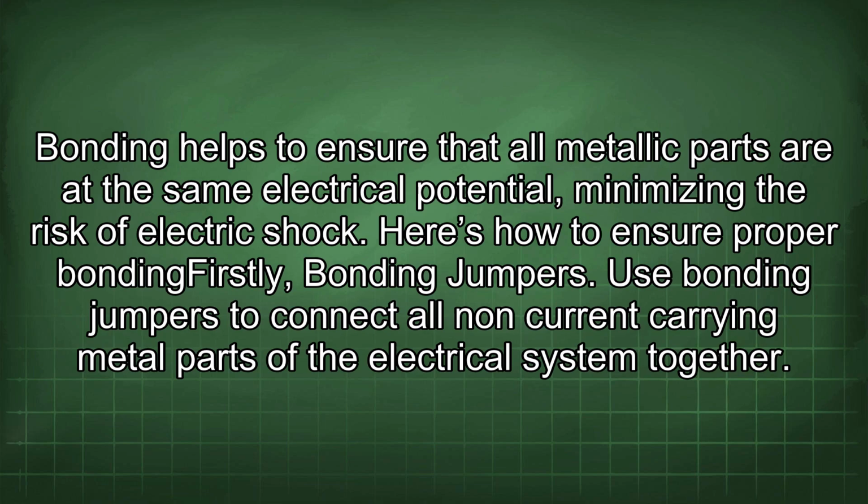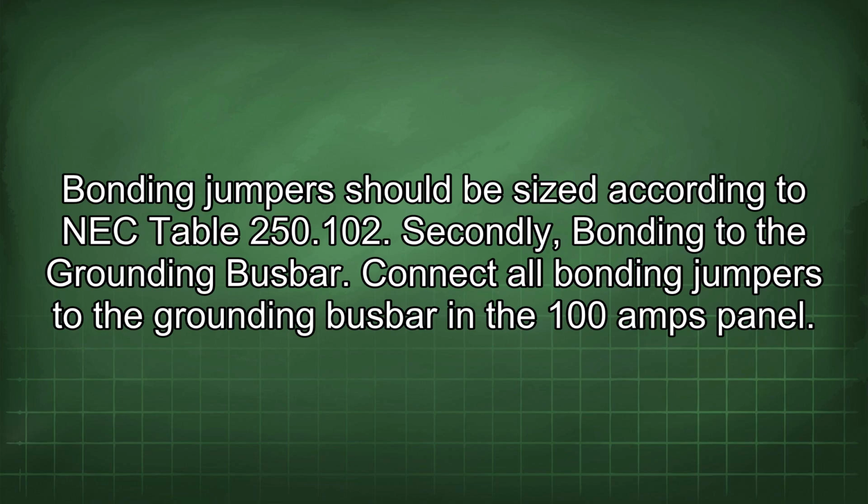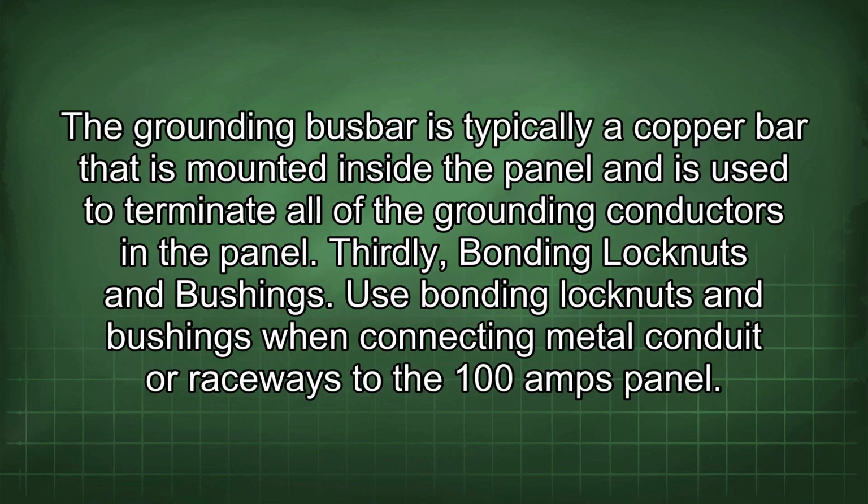Firstly, bonding jumpers. Use bonding jumpers to connect all non-current carrying metal parts of the electrical system together. Bonding jumpers should be sized according to NEC Table 250.102. Secondly, bonding to the grounding busbar. Connect all bonding jumpers to the grounding busbar in the 100 amps panel. The grounding busbar is typically a copper bar that is mounted inside the panel and is used to terminate all of the grounding conductors in the panel.